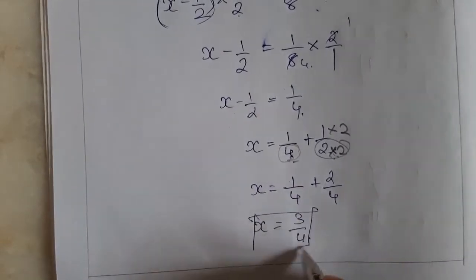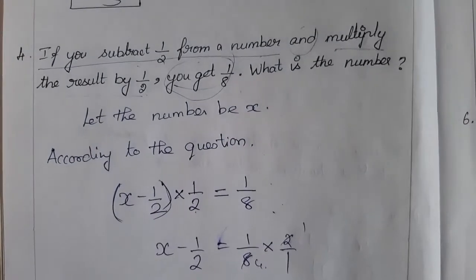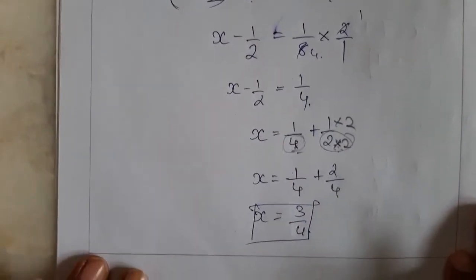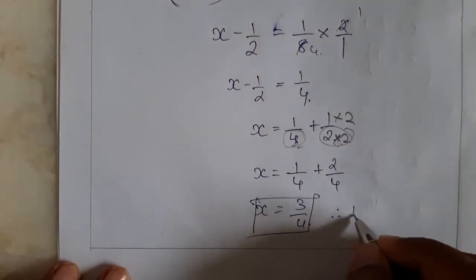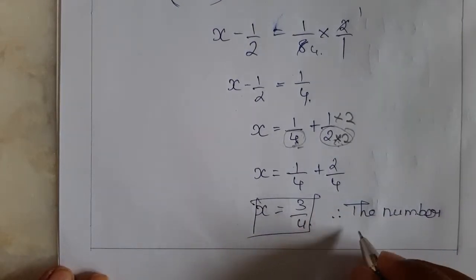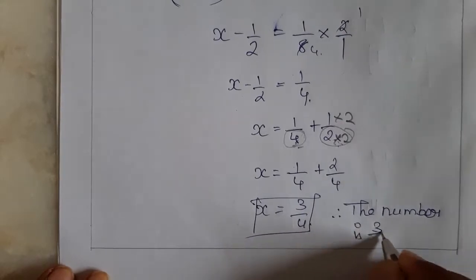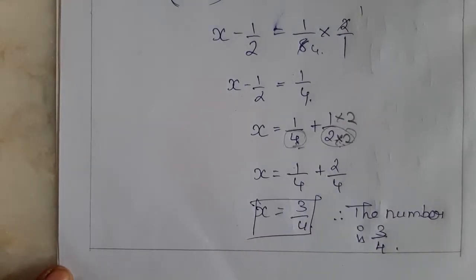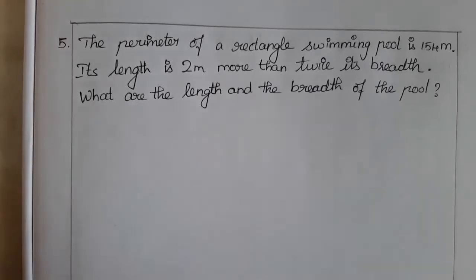And 3/4 is the number that is required. The question asked, what is that number? 3/4. Therefore the number is 3 divided by 4. So here we go for the next word problem.